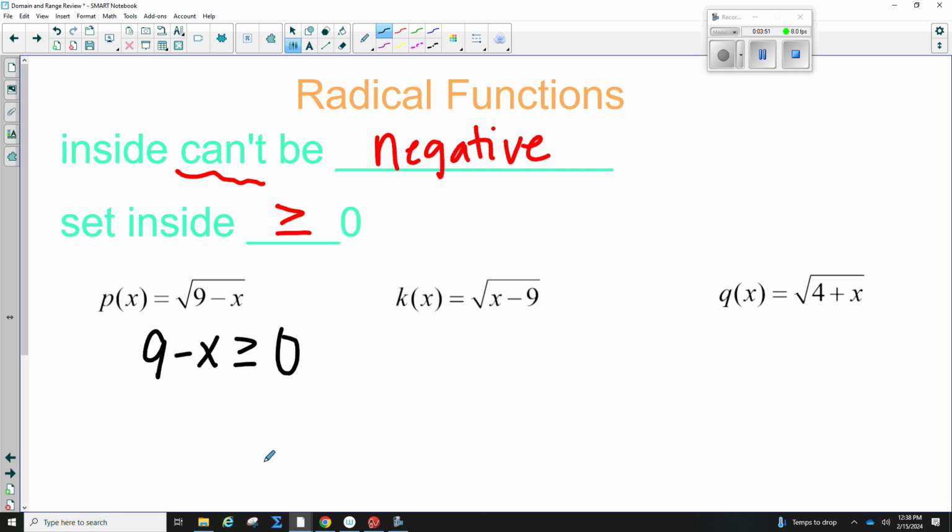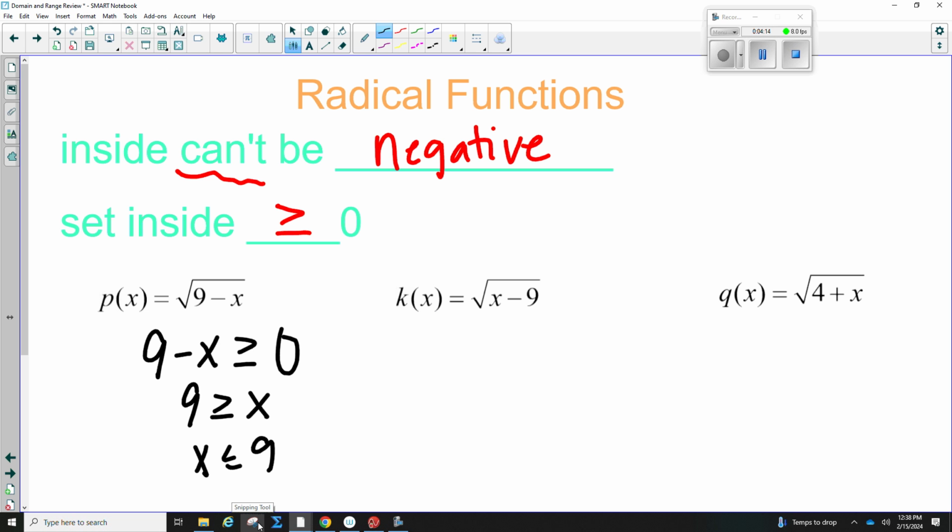Sometimes I just think through. I know you can do both ways, okay? If you don't want to think, just do this. All right, greater than or equal to 0. Add the x to the other side. So 9 is greater than or equal to x. But then you have to flip the whole thing, right? If 9 is bigger than x, then x is less than 9. So you flip the whole thing around, okay?